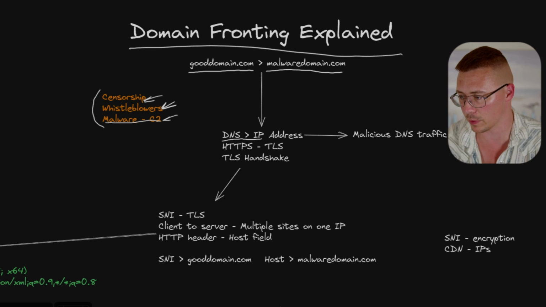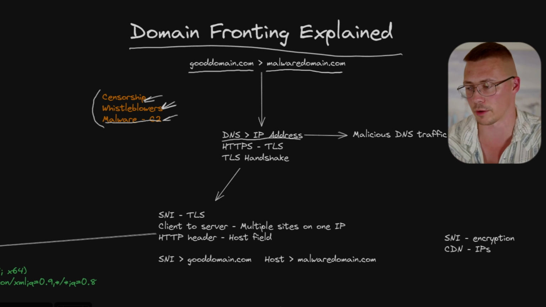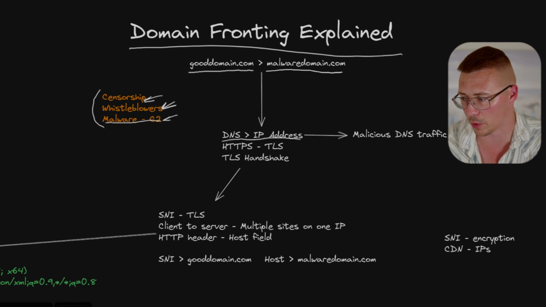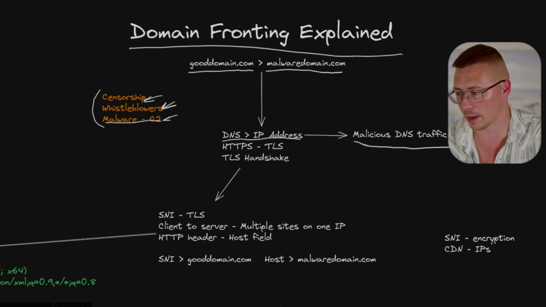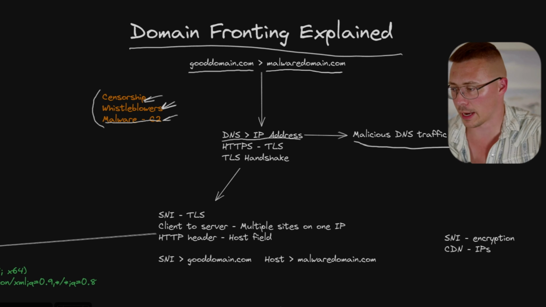So you have your basics. The way domain fronting works is obviously you have your DNS that resolves to an IP address. I've mentioned before, DNS is like a phone book for the internet. Now this can be a problem because malware or malicious DNS can be hidden in the DNS traffic.